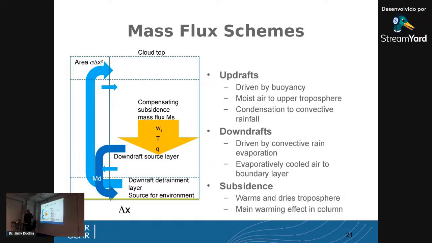Updrafts are driven by buoyancy, moist air goes to the upper troposphere, and condensation occurs. Updrafts have condensation, which converts to convective rainfall. Downdrafts are driven by convective rain and evaporation, and evaporatively cooled air goes into the boundary layer. Subsidence warms and dries the troposphere, and is the main warming effect in the column when this scheme is active.